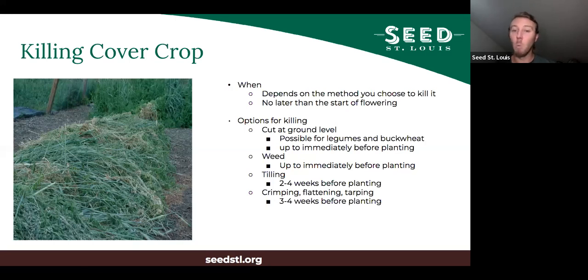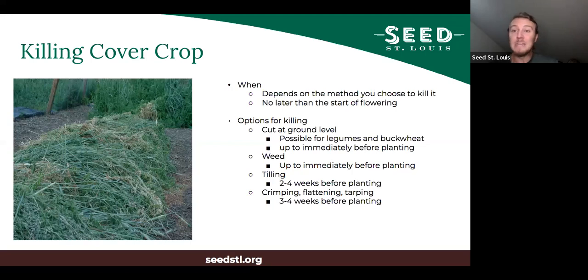So options for killing, one is just cutting at ground level. This works for most legumes, particularly things like peas. It works really well for the clovers, especially if they're older and have started flowering. And buckwheat. Once they start flowering, you just cut them at the ground and they're dead. So they're easy. You can wait until right before you plant. If you're going to plant some stuff here today, cut the cover crop down, plant your stuff right into it. And that's fine.